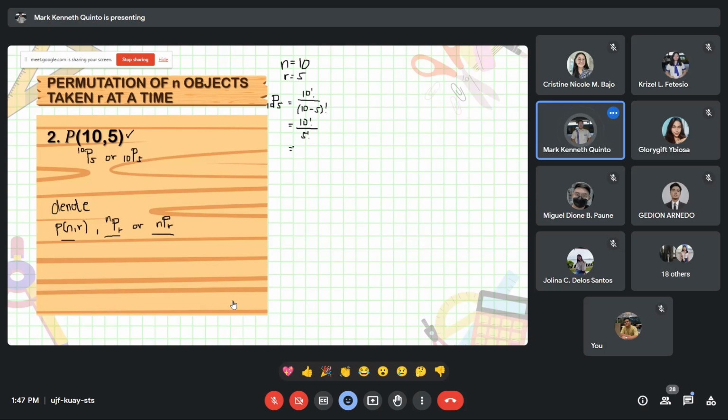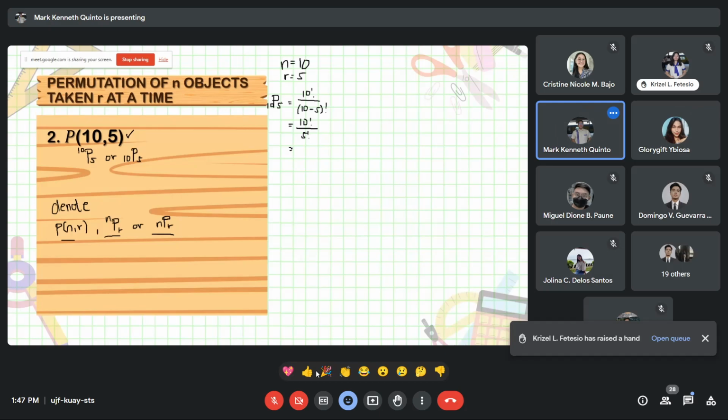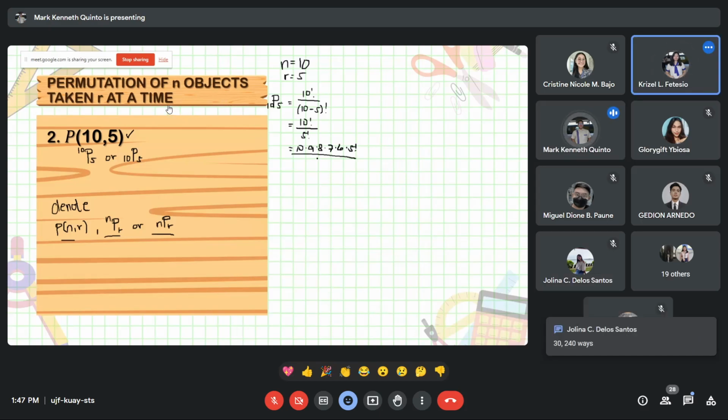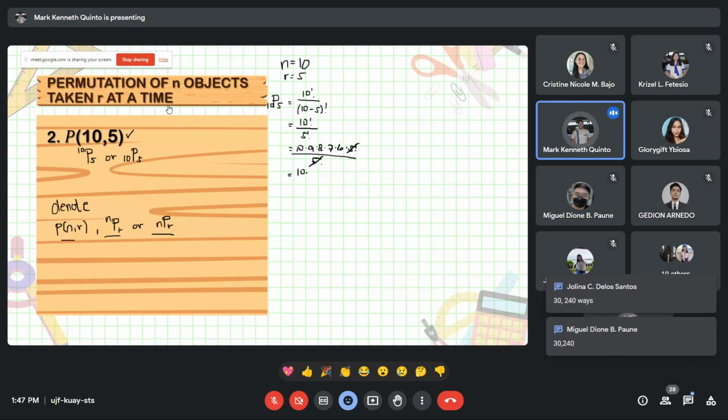Anyone who can give me the expansion of 10 factorial? Yes, Wizel? 10 times 9 times 8 times 7 times 6 times 5 factorial, if simplified, all over 5 factorial. So we can now cancel out 5 factorial. So the value that we have right now is 10 times 9 times 8 times 7 times 6.